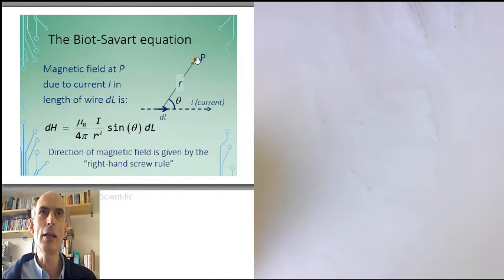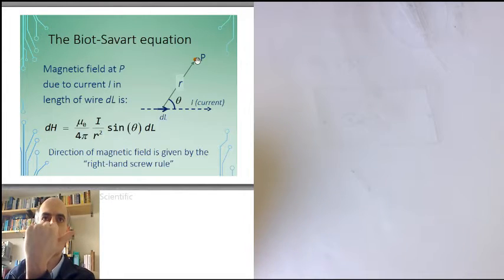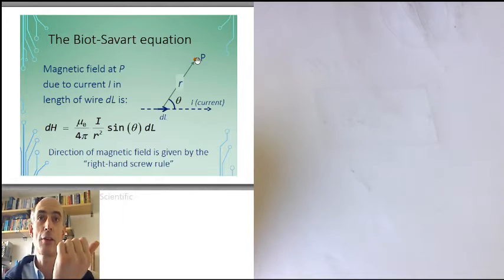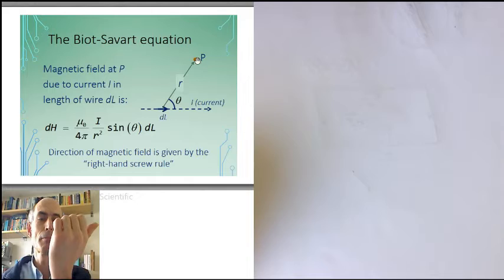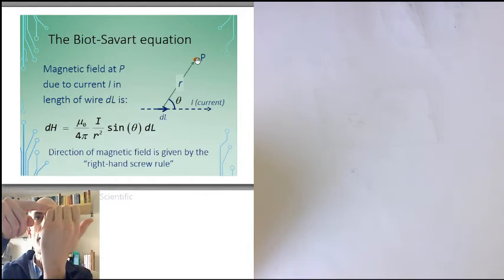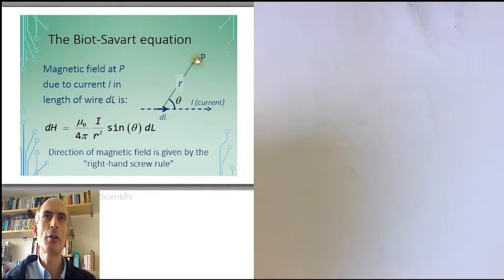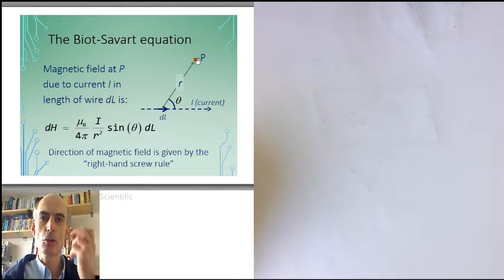You can tell which way it's going using the right-hand screw rule. The right-hand screw rule is as follows. Take your right hand. Put the thumb in the direction that the current is flowing, in this case this way, and clench your fingers in a fist, and then the direction of your fingers is the direction that the magnetic field is being generated in. So in the case of this current flowing up here, my fingers above the current are coming towards me, which is out of the paper. So the magnetic field at P would be coming out of the paper.